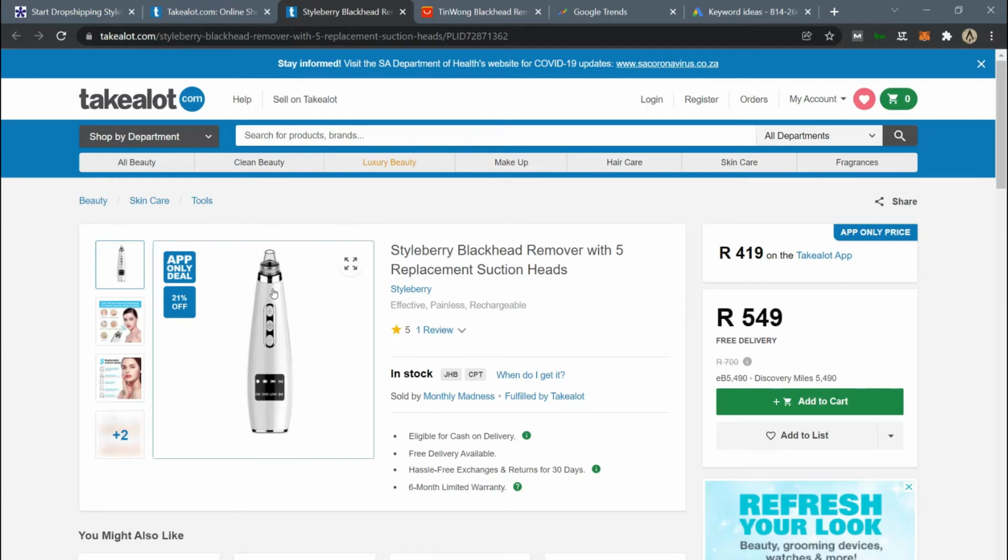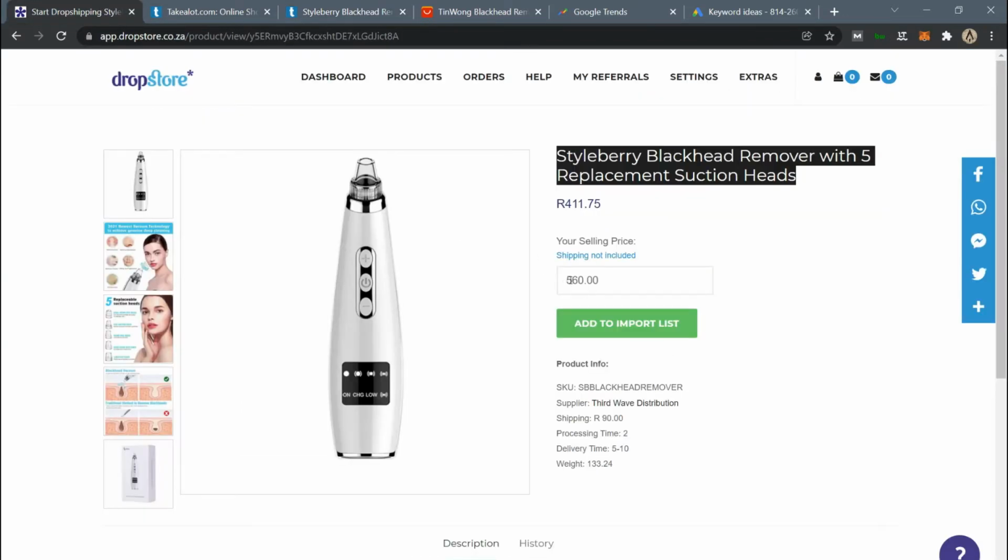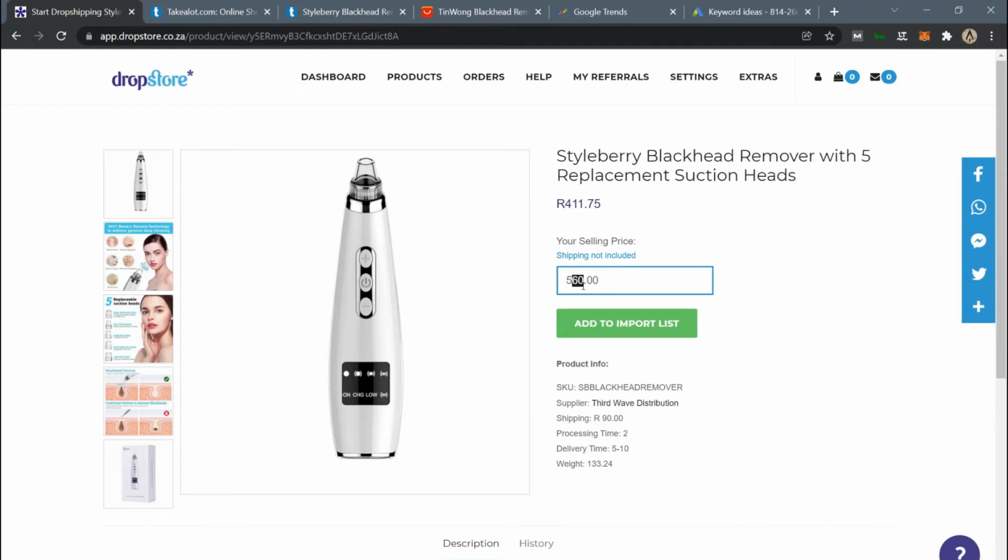The second step is you can also see who your competition is right here in South Africa. So obviously Takealot is going to be one of your competitors. They're selling this for $549. And if you go to Dropstore, you can sell it for $560. I would say sell it for $520. Then you'll still make more than 100 Rand on this product if you do your marketing correctly. So this is one good thing.